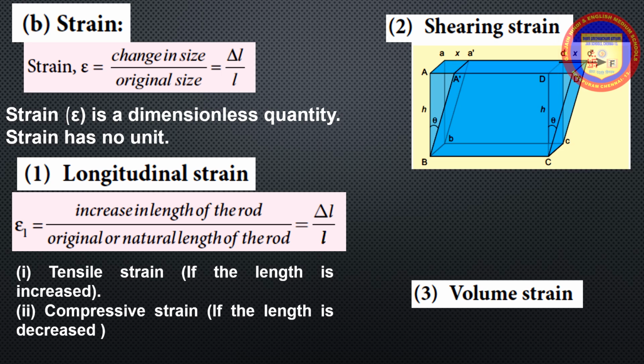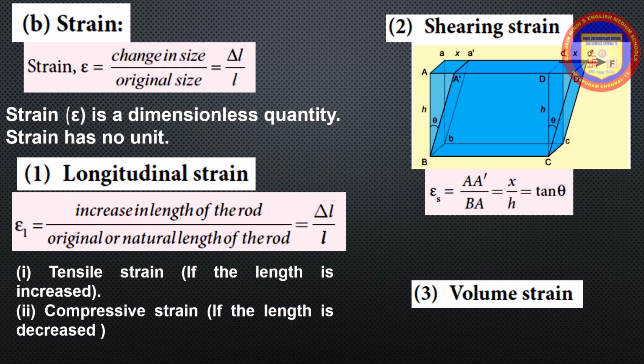Next comes shearing strain. So here is the picture shown. You can see a cuboid. Let us assume that the body remains in translational and rotational equilibrium. Now we apply a force tangentially along AD such that the cuboid deforms as shown in the diagram. Now the shearing strain, epsilon S, is equal to the change, A dash divided by PA.